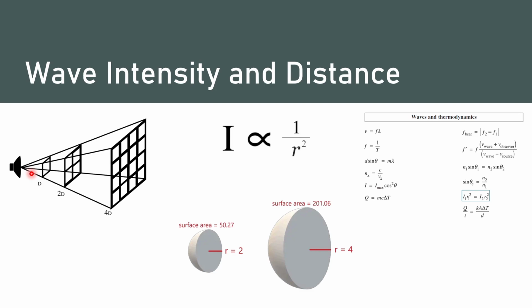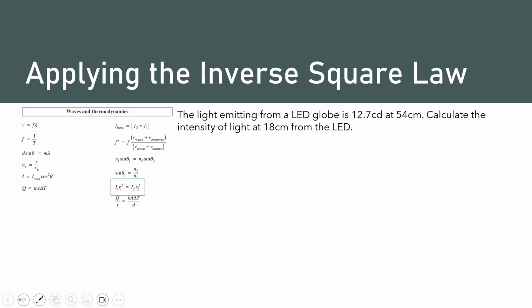This brings rise to the inverse square law, which says that the intensity of a wave is inversely proportional to the radius squared, or the distance away from the source squared. This general relationship that's written here can be reimagined or reinterpreted into the formula which is in your data sheet. We're going to have a look at applying that now. So we have I1 R1 squared is equal to I2 R2 squared. So I refers to the intensity of the wave.